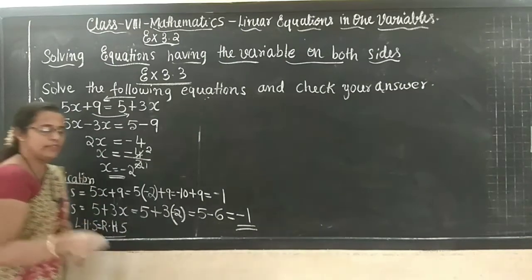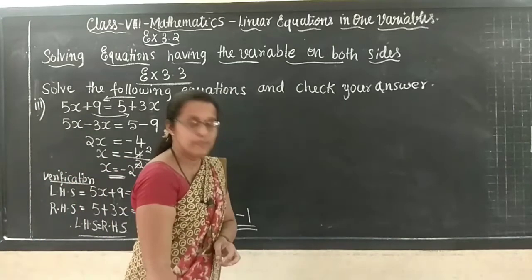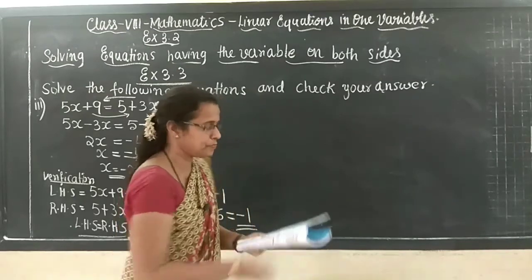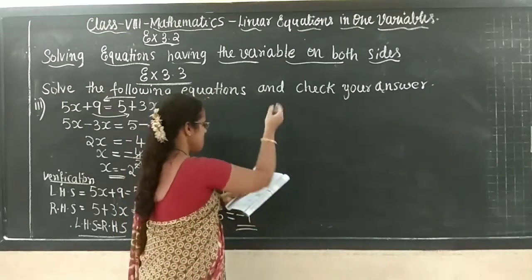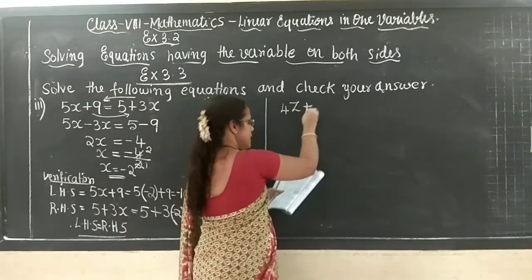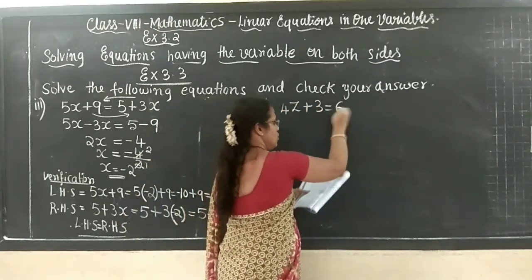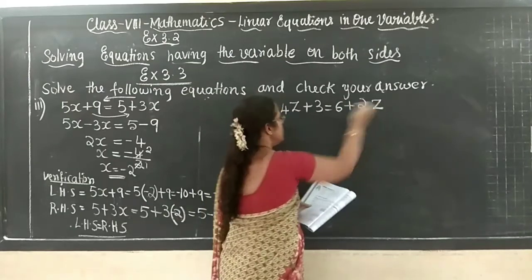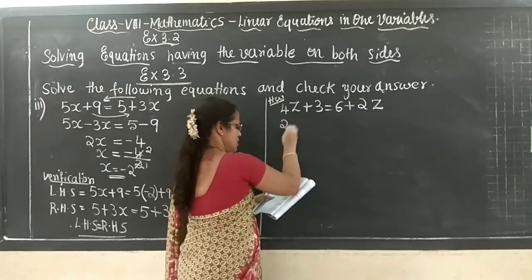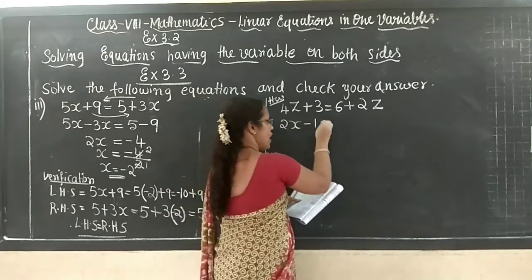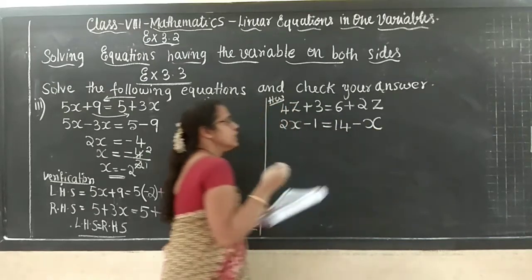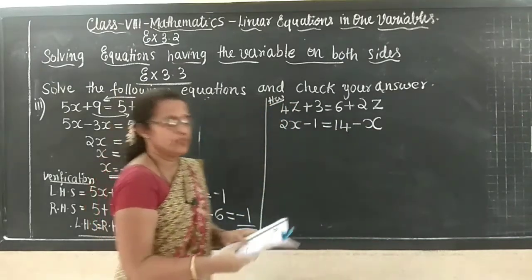So hence verified. Okay, children, two problems are provided as homework. Please take them down in your math class. The first: 3 plus 3x is equal to 6 plus 2x. One more problem: 2x minus 1 is equal to 40 minus x. Okay, hope you are all doing this problem.